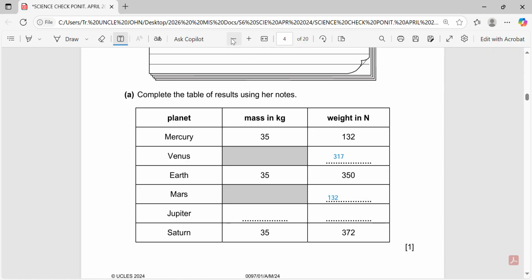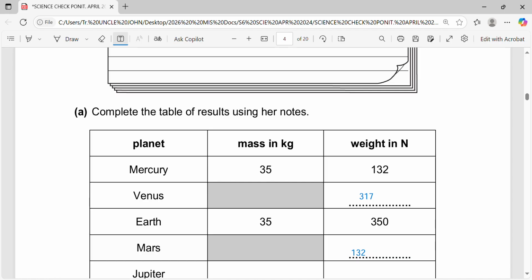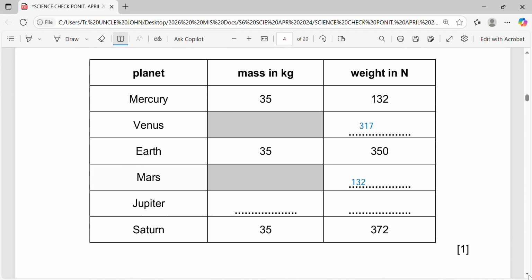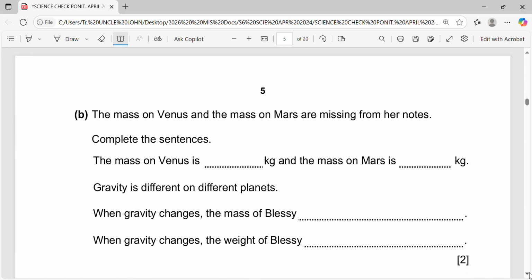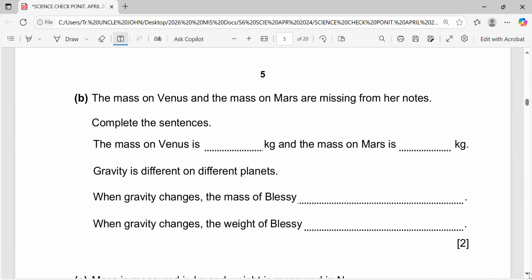We come to Jupiter. For Jupiter we have 35. Yes, 35. But again, weight in newtons, 885. Let's proceed with B. B, we can read it first together.